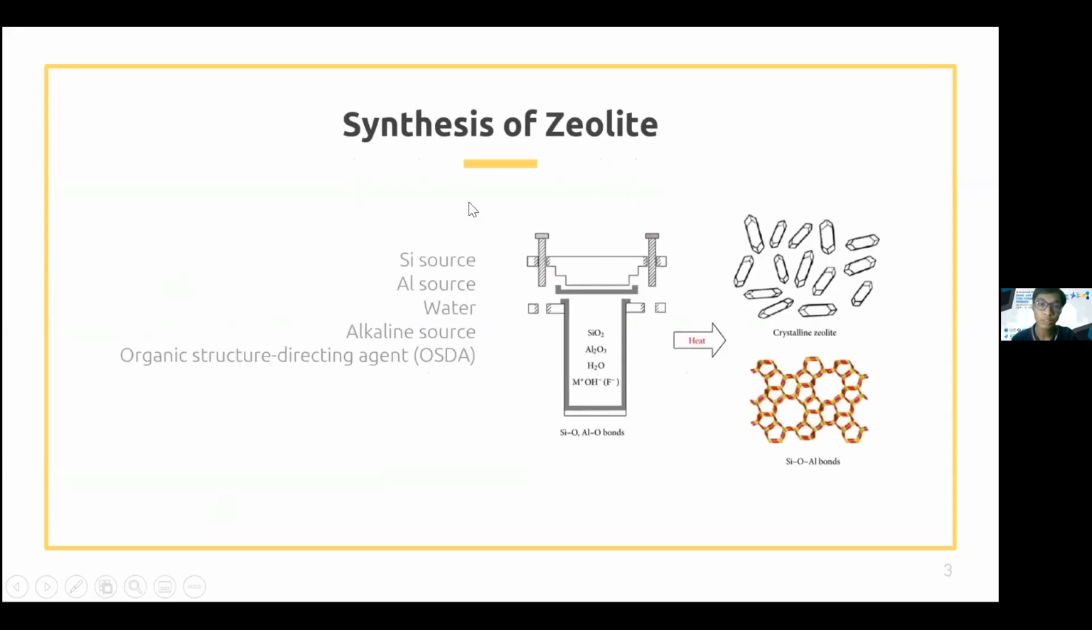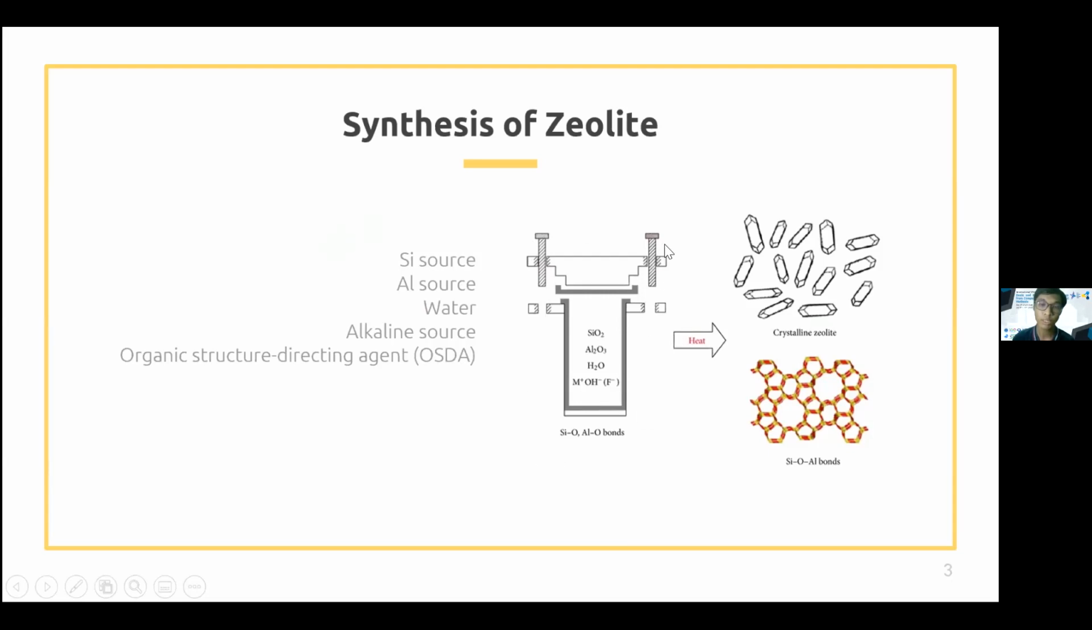So we'll move to the synthesis of zeolite. The synthesis of zeolite is quite simple. First, we need to prepare the materials. Zeolite is aluminosilica crystalline, so first we must prepare the Si source, Al source, or alkaline source. The process is quite simple. We combine all the materials in an autoclave, and we will use the hydrothermal method.